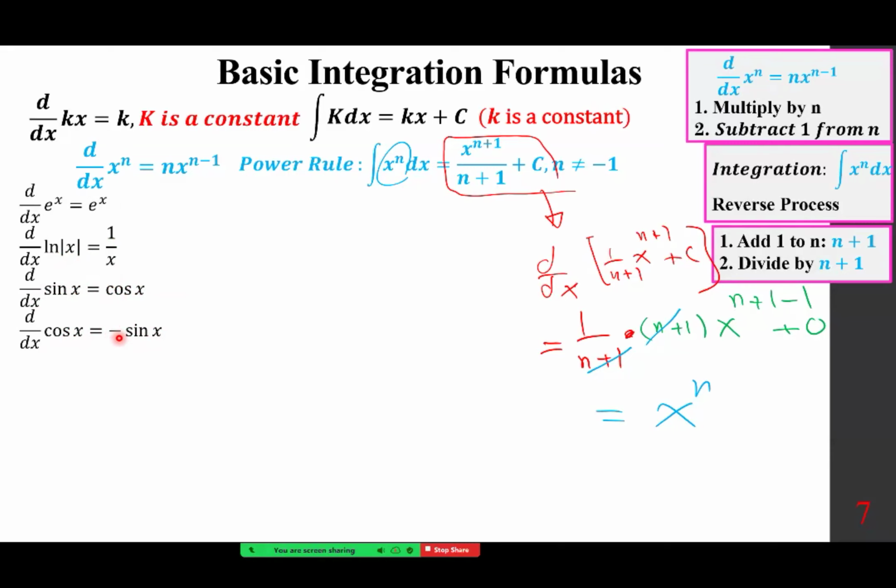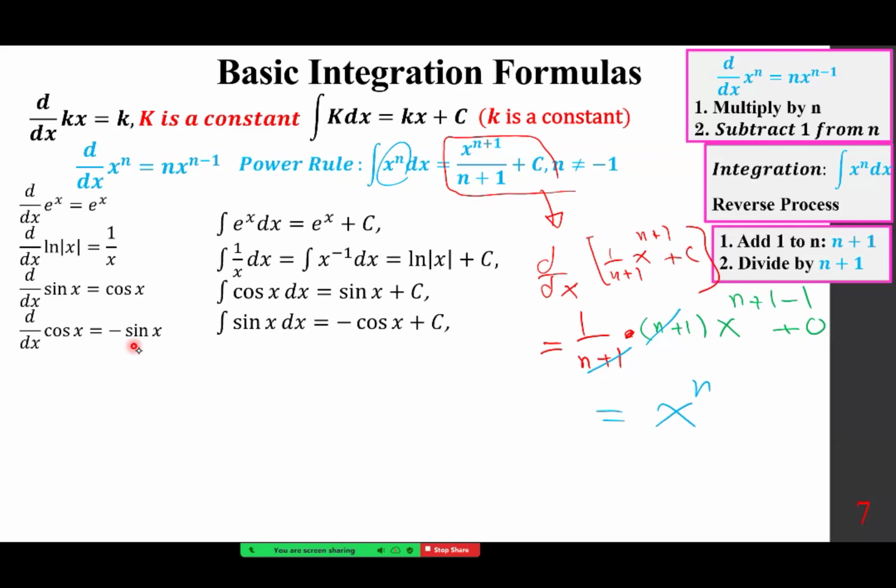So if you say what is the integral of sine x dx, this negative actually goes to the other side because you can multiply both sides by negative, right? If I multiply both sides by negative, this becomes the derivative of minus cosine x, and this becomes sine x. So here's the answer. The integral of e to the power of x dx is itself plus a constant. The integral of 1 over x dx, this one I want you to pay attention to, 1 over x is the same as x to the power minus 1. So ln of absolute value of x plus c. Now, the integral of cosine x dx is sine x plus a constant, and the integral of sine x dx is minus cosine x plus a constant.